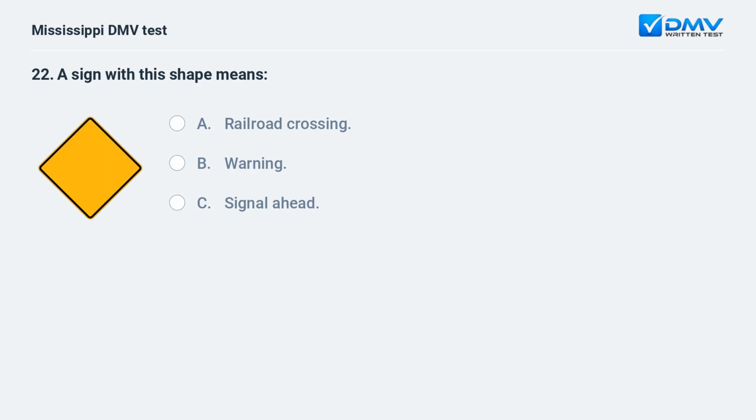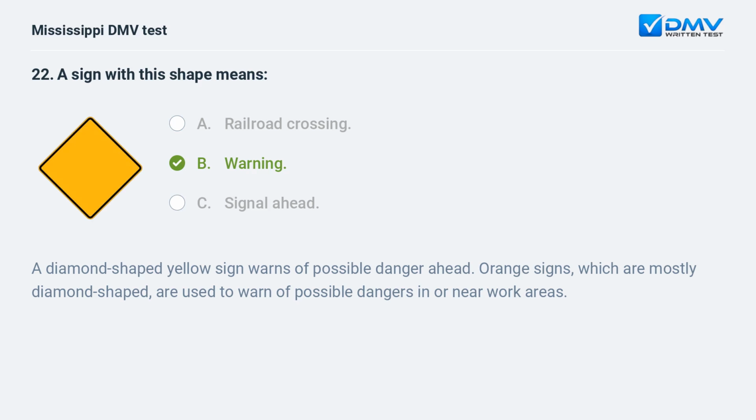A sign with this shape means A. Railroad crossing, B. Warning, C. Signal ahead. B. Warning. A diamond-shaped yellow sign warns of possible danger ahead. Orange signs, which are mostly diamond-shaped, are used to warn of possible dangers in or near work areas.